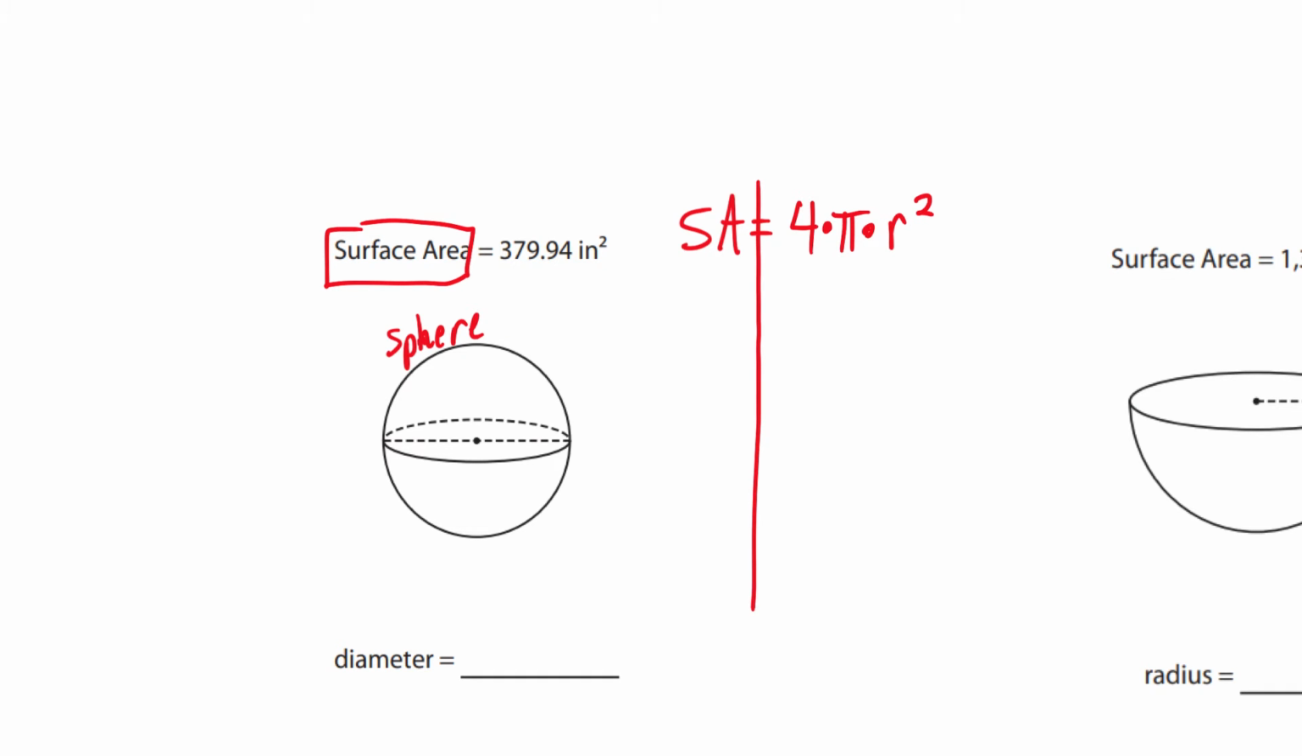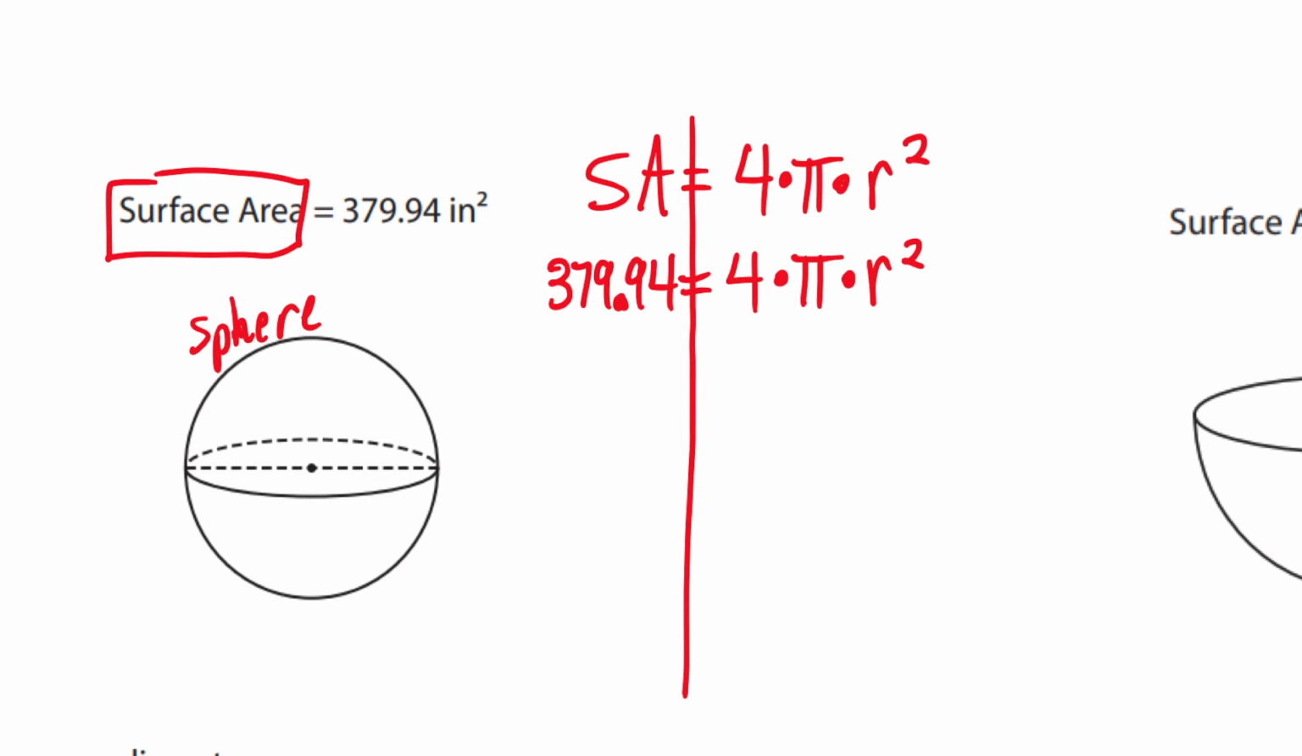So what we're doing today on this part is working backwards. Instead of knowing the r, the radius, and looking for the surface area, I know what the surface area is, and I'm going to be looking for the radius. Okay? So I know the surface area now is 379.94, so I'm going to plug in 379.94 for SA. So that goes right here: 379.94 equals 4 pi r squared. And I'm working backwards to find r.